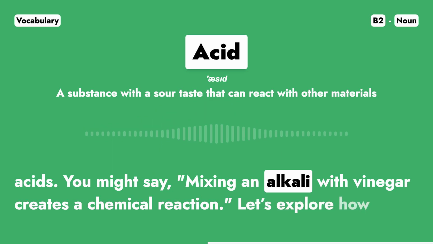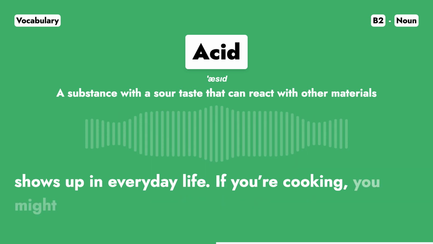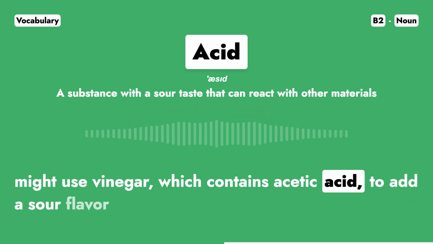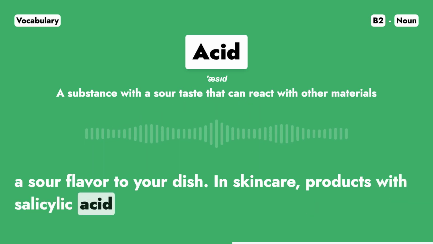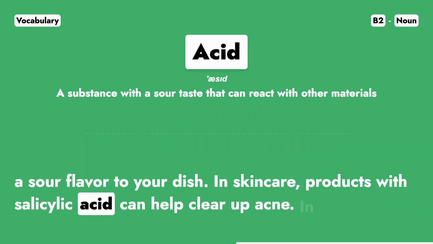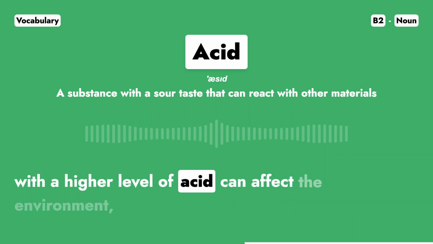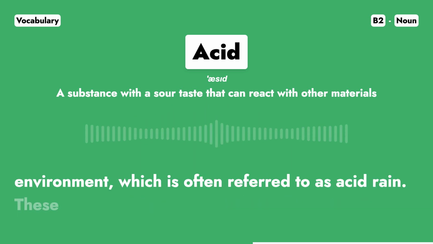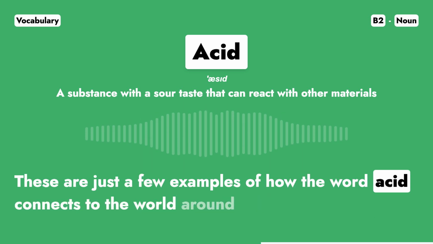Let's explore how acid shows up in everyday life. If you're cooking, you might use vinegar, which contains acetic acid, to add a sour flavor to your dish. In skincare, products with salicylic acid can help clear up acne. In nature, rain with a higher level of acid can affect the environment, which is often referred to as acid rain. These are just a few examples of how the word acid connects to the world around us.